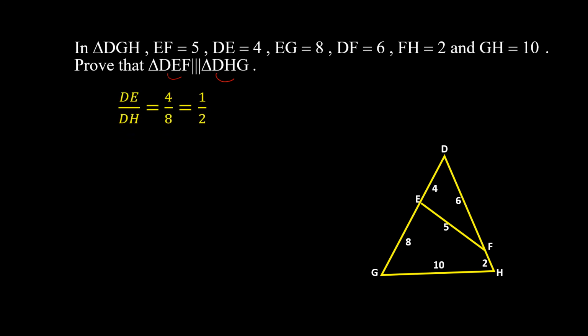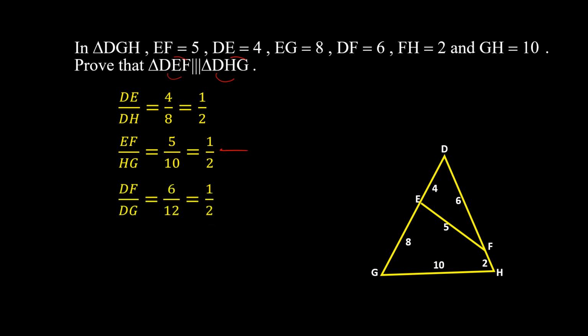Well, how much is there on the diagram? DE from D to E is 4. DH from D to H is 6 plus 2, 8. So we get 4 over 8 equal to half. Okay. Then we can go for the other sides. EF, look at this one. EF over what? It should be HG. EF over HG. Go to the diagram. Okay. Then you calculate. What is that? EF, how much? EF is 5. Okay. And HG is 10. We get again half. Okay, like that.